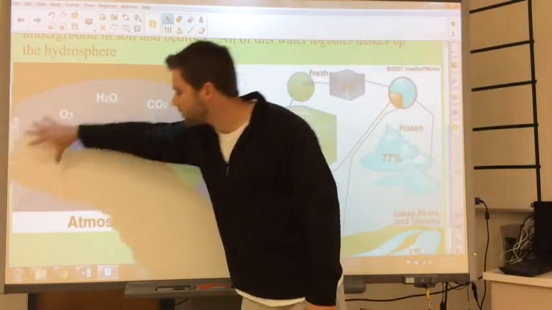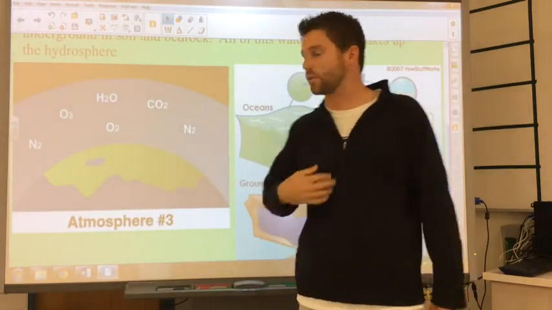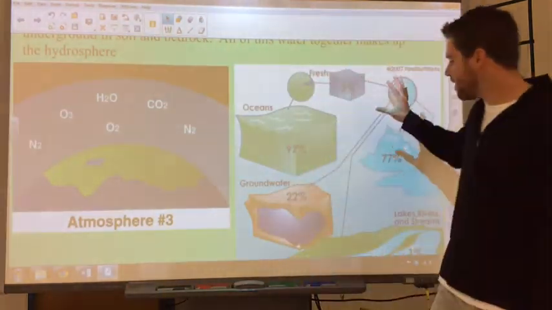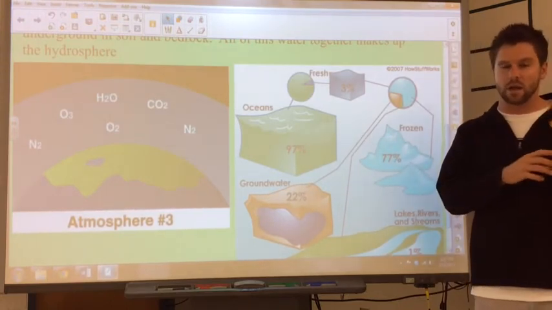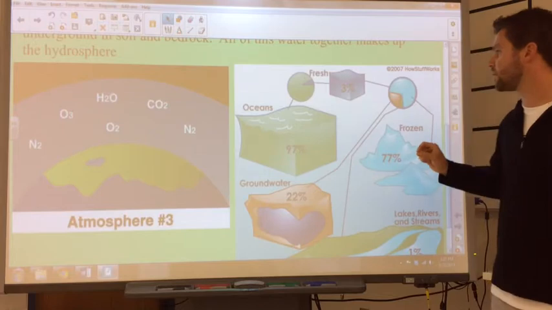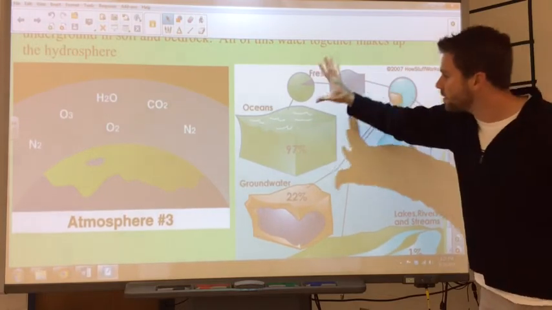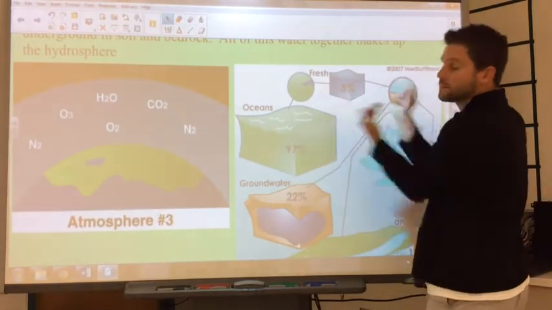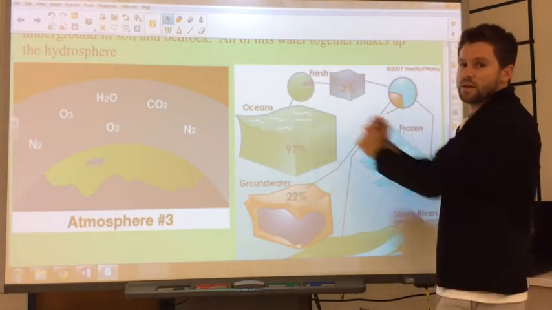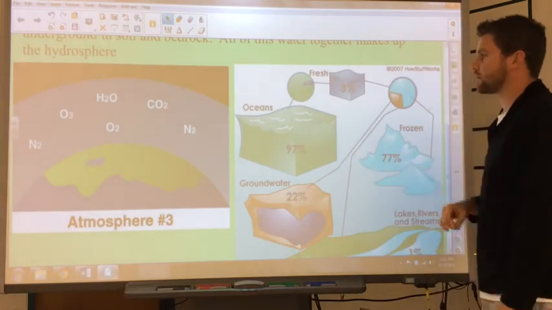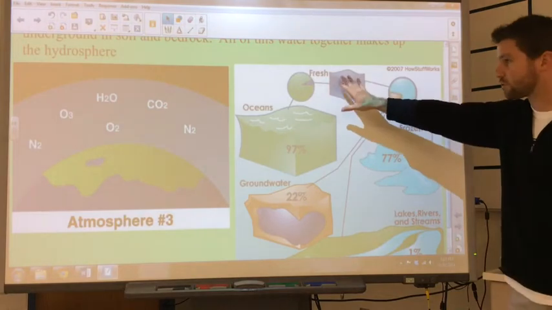So here is that blanket of gas that protects us and allows us to breathe. That's the atmosphere. And then this really gives you a depiction of what we just talked about, the breakdown in percentages in the hydrosphere, right? So if we look at this together, it adds up to 100% of the water on the planet. 97% of it is ocean. 3% is fresh water.